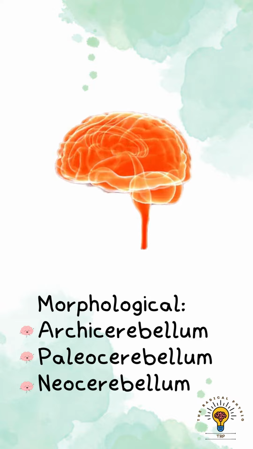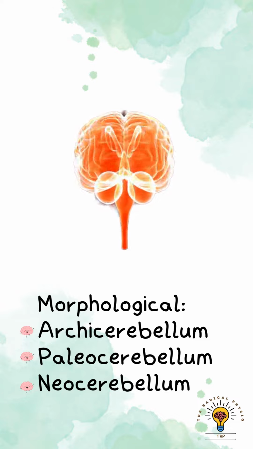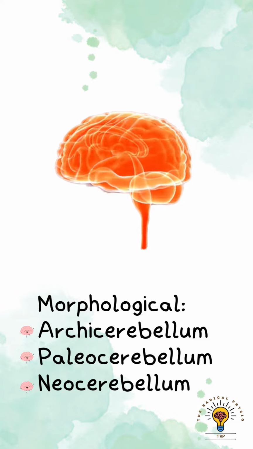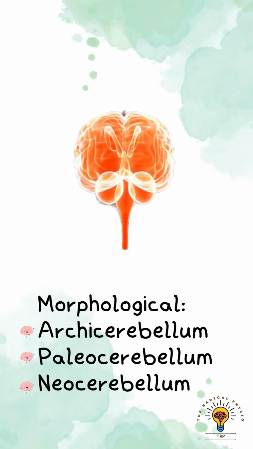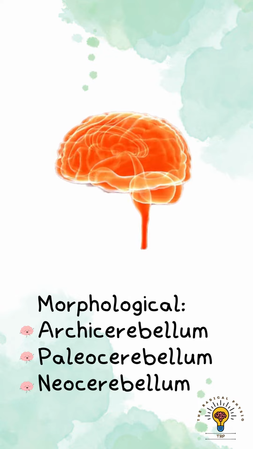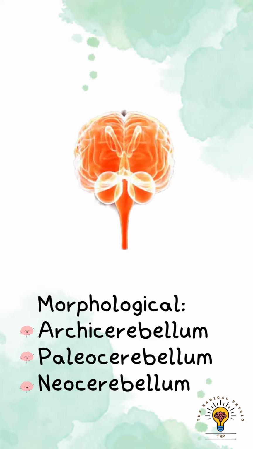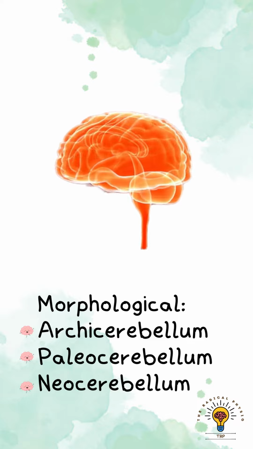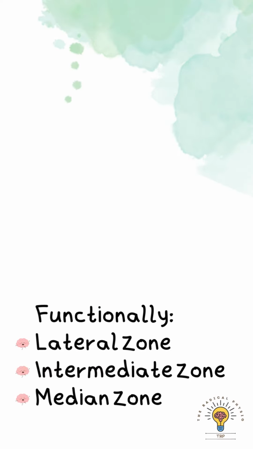Morphologically, it is divided into the Archecerebellum, which includes the flocculonodular lobe and lingula, that controls bilateral movements for walking and maintains balance due to its rich vestibular connections. The second one is the Paleocerebellum, which is made up of the anterior lobe, uvula and the pyramid of the vermis. It maintains posture and muscle tone. The third one is the Neocerebellum, which is made of the posterior or the middle lobe. It controls fine movements.